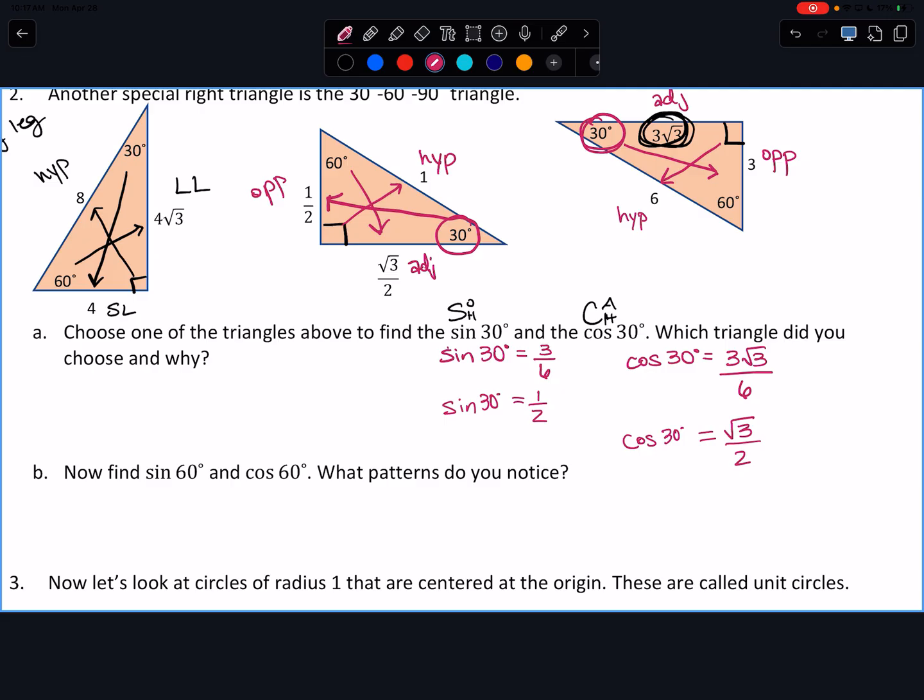So Maggie, it says, which triangle did you choose and why? Why did we choose the third one, Maggie? You feel like it was easier to see with those numbers, the 3 and the 6? That's fine. Write that down.